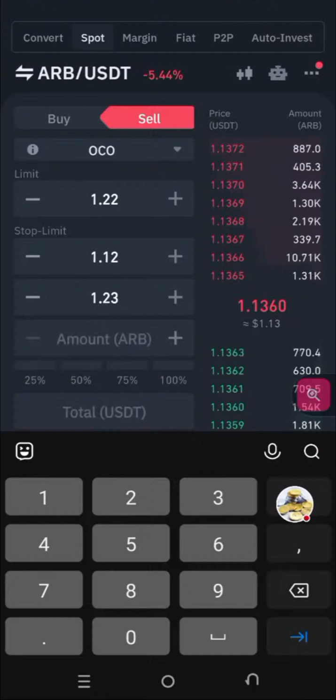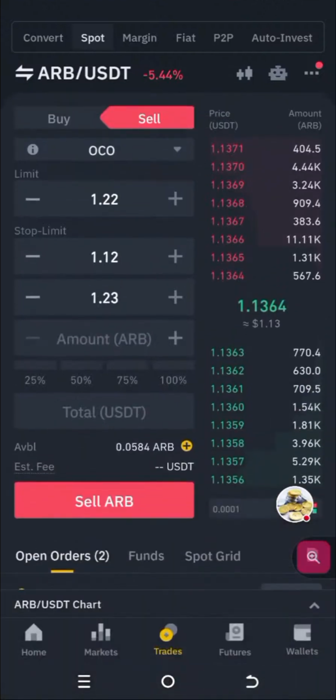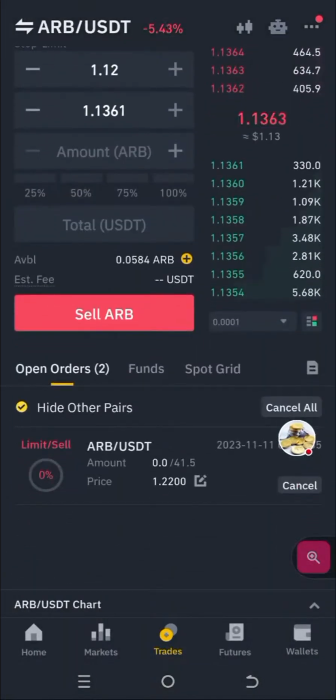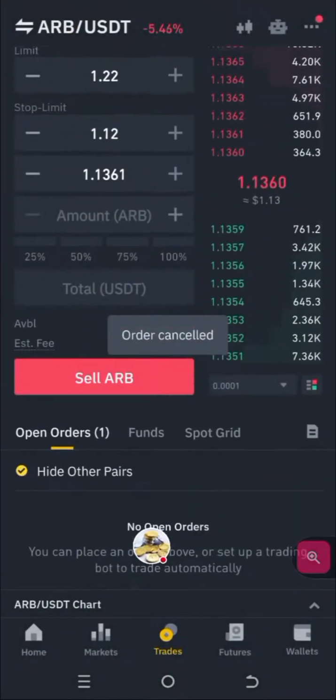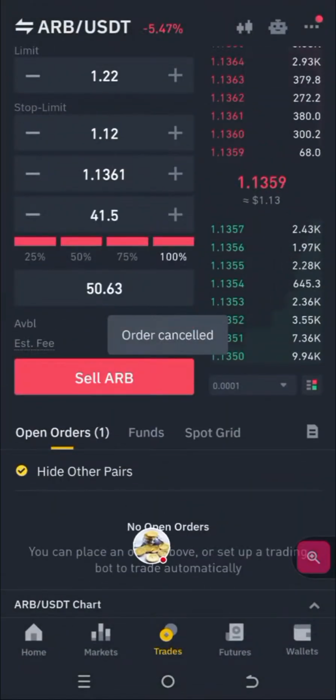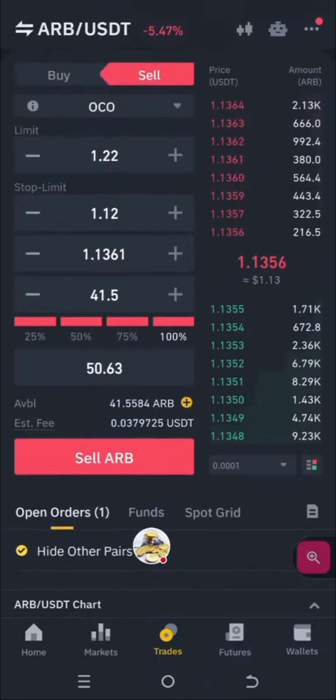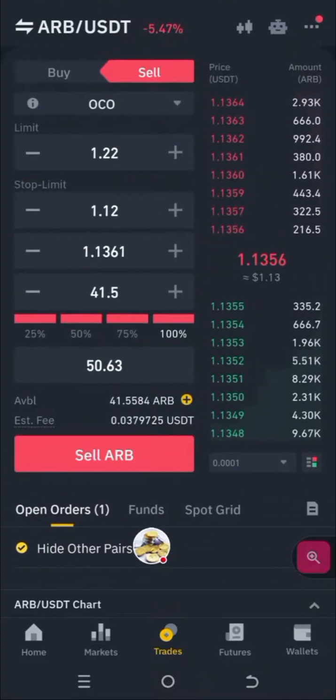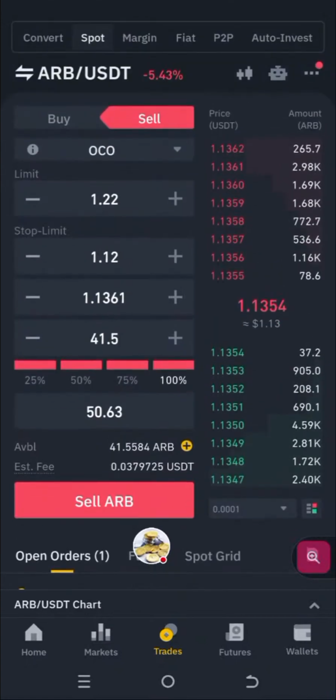So maybe just for the sake of this, I should cancel that so that you can see what I'm saying. If I cancel this, don't forget what I put here is 1.22. So you just pick up everything. Can you see what's going on here? All of these things are set. So by the time I click on my sell ARB, one of 2 things is going to happen, and that's one cancels the other.